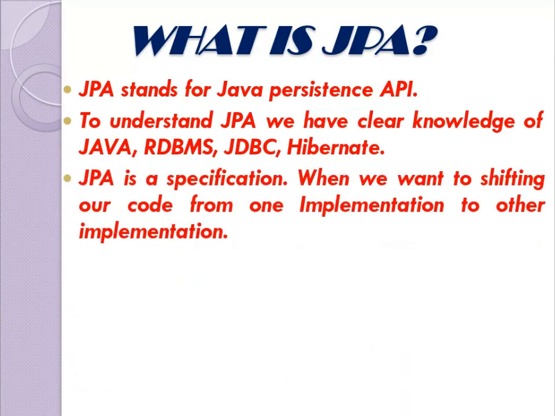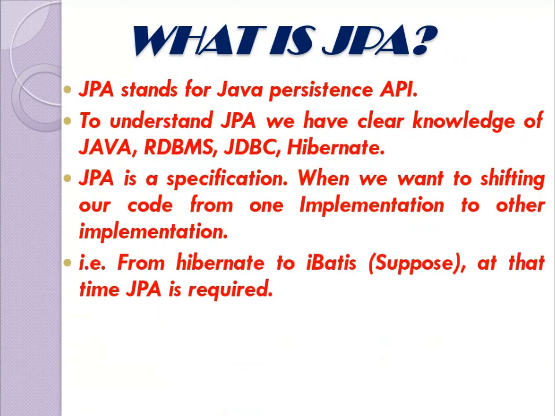So JPA is a specification. When we want to shift our code from one implementation to another implementation, JPA plays a vital role, for example from Hibernate to iBatis. It is just a specification, a concept only. At that time JPA is required.